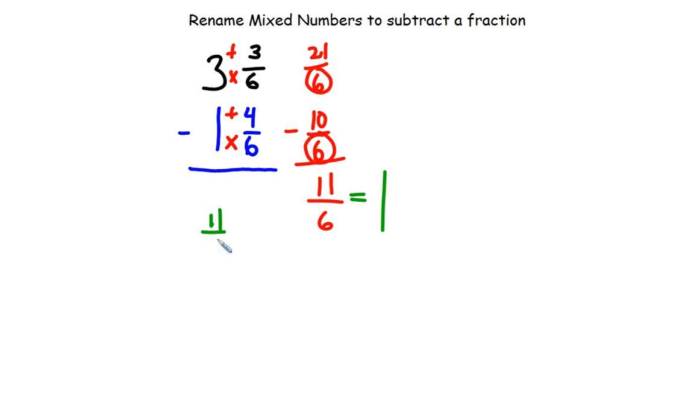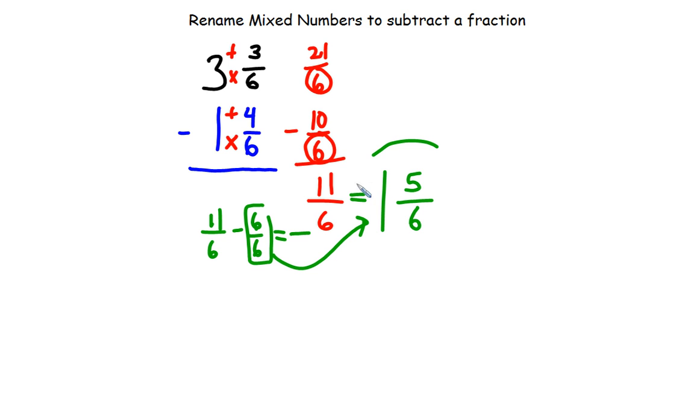11/6 minus 6/6, I've taken away the whole. That's this right here. And whatever I'm left with is going to be the fraction part of my answer. So 11 minus 6 is going to be 5, and the 6 stays the same. So 11/6 in simplest form is 1 and 5/6. And there's your answer.